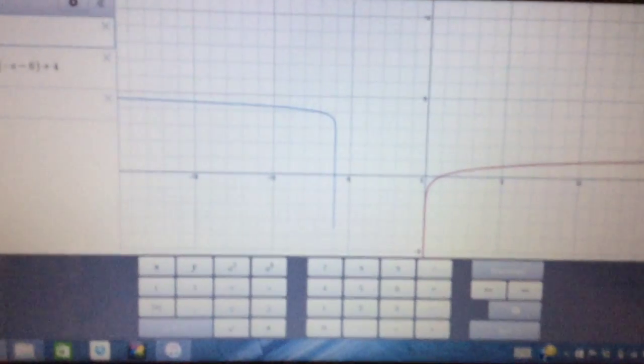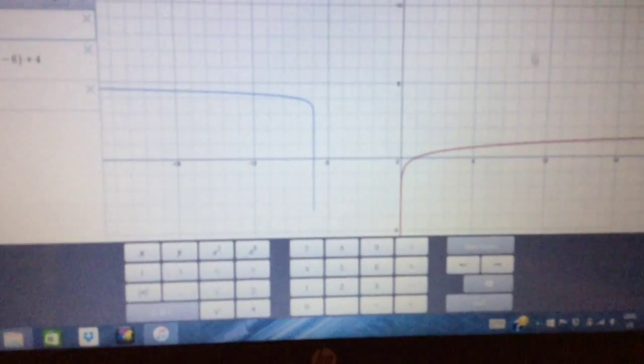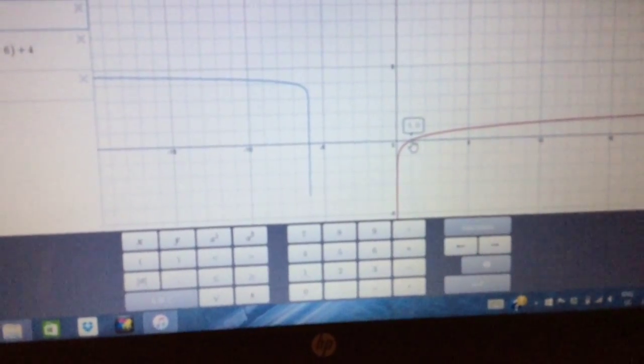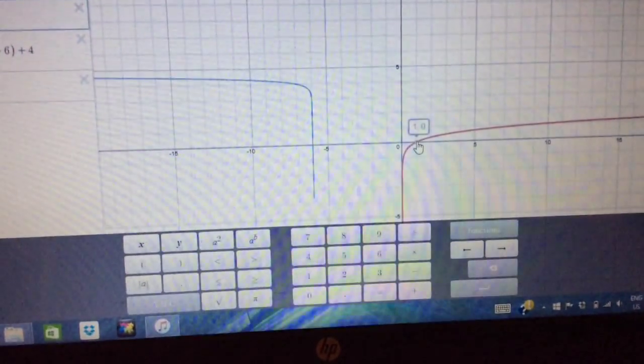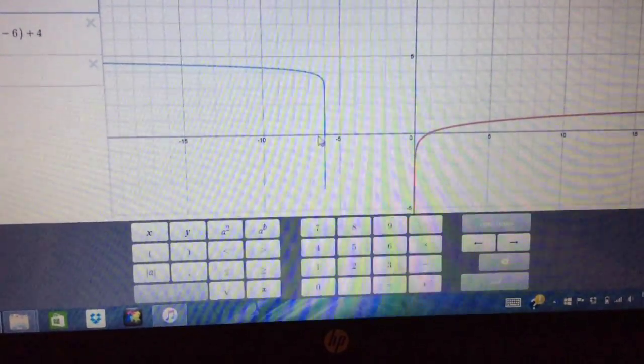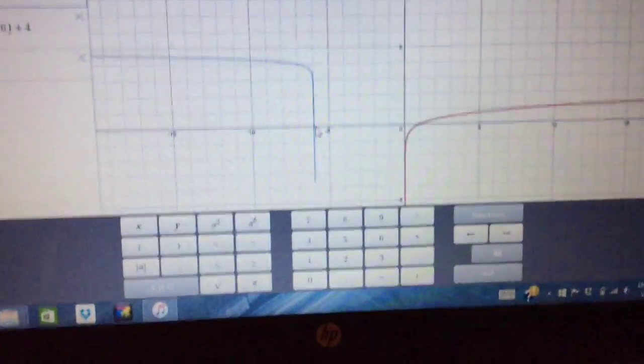Also, the x-intercept has changed from the parent function, which is (1, 0), to (-6, 0).